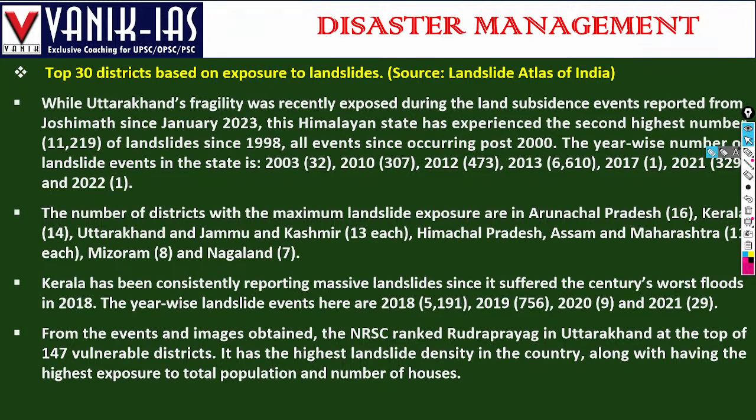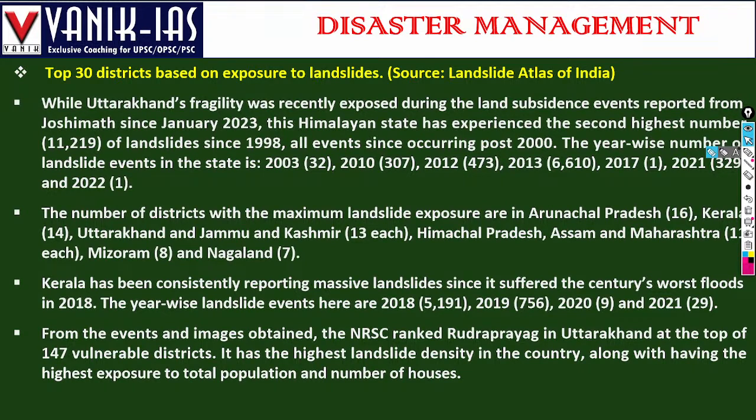This Himalayan state has experienced the second highest number of landslides since 1998, with all events occurring post 2000. The year-wise number of landslide events in the state is: 2003, 32; 2010, 307; 2012, 473; 2013, 610; and 2022, more than 3000. The number of districts with the maximum landslide exposure: Andhra Pradesh 16, Kerala 14, Uttarakhand, Jammu Kashmir 13 each, Himachal Pradesh, Assam, Maharashtra, Mizoram 8, Nagaland 7.